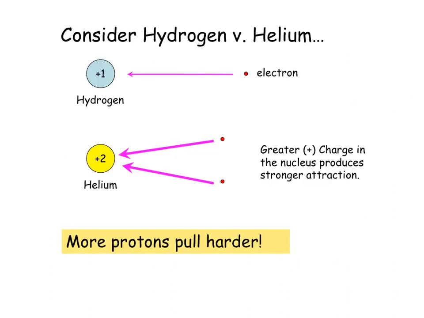This demonstrates our first factor. If there are more protons in the nucleus, they will be able to pull harder on the electrons. This will lead to things like smaller atoms, also higher ionization energies and greater electronegativities. As the electrons are more attached to that proton group, they're going to be harder to remove or pull away from that atom.